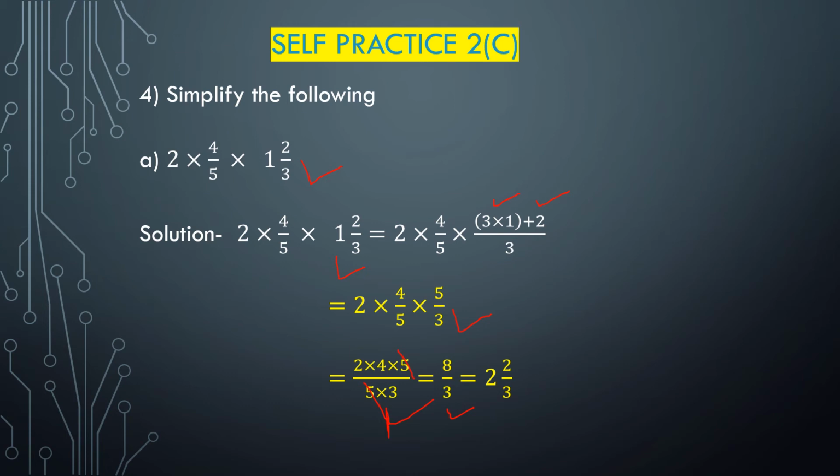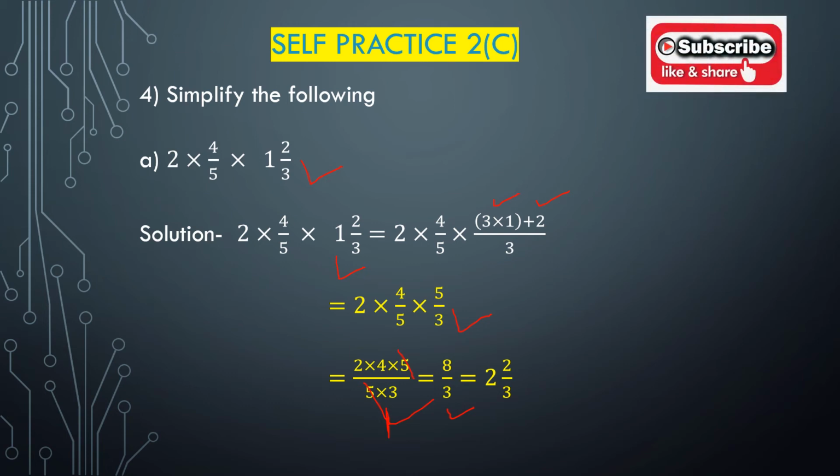Now we convert this improper fraction into a mixed fraction. Just divide the dividend by the divisor. 3 is the denominator, that is the divisor, and 8 is the numerator, that is the dividend. 3 multiplied with 2 plus 2, that is 3 multiplied with 2 is 6, 6 plus 2 is 8. So we get 2 as the quotient and 2 as the remainder, and 3 is the denominator, the divisor.